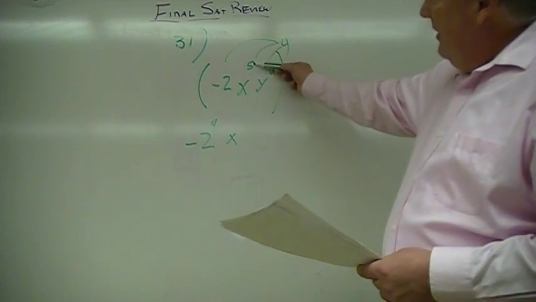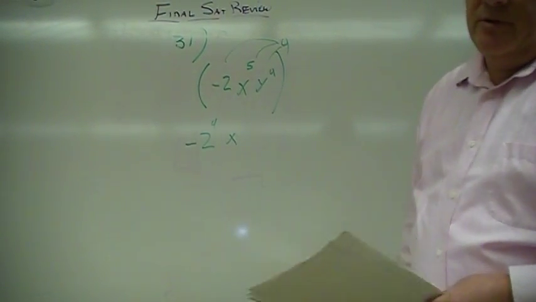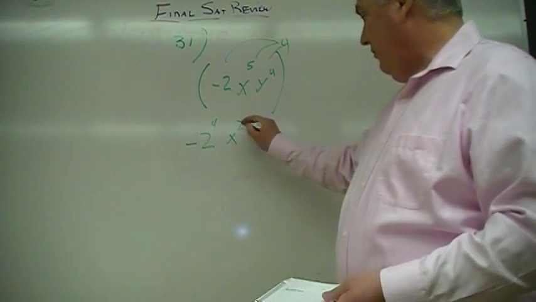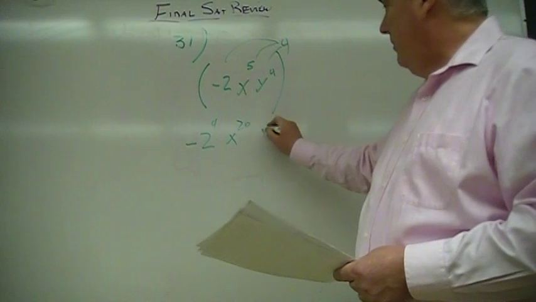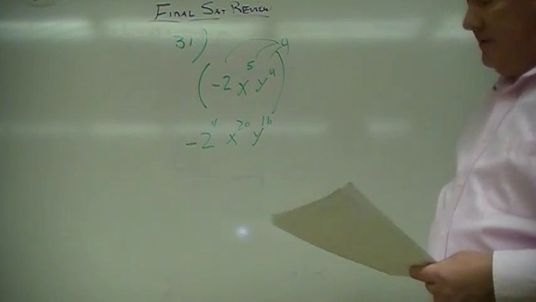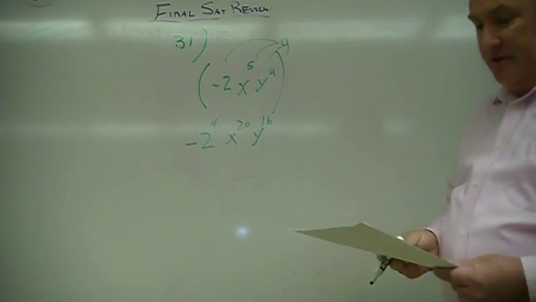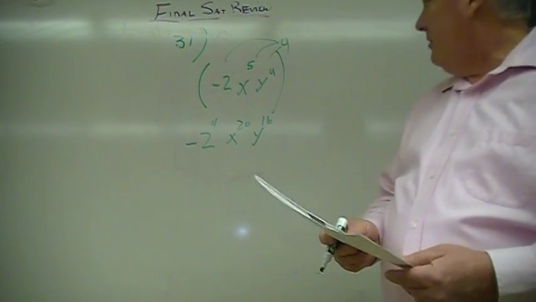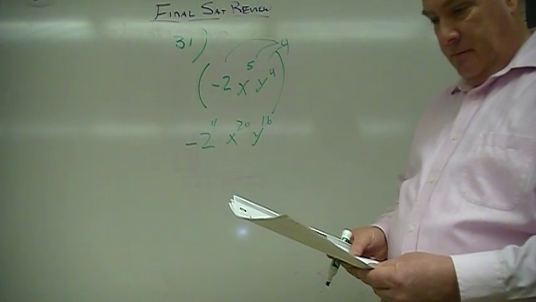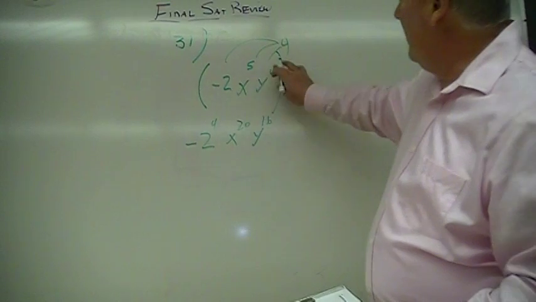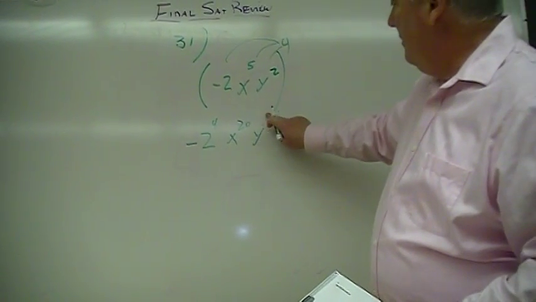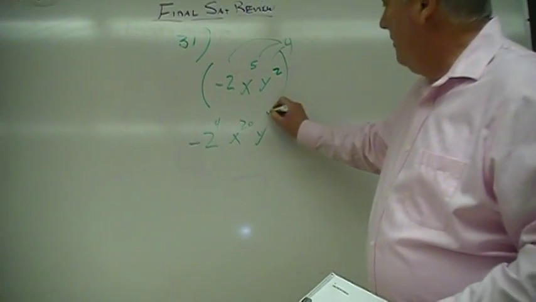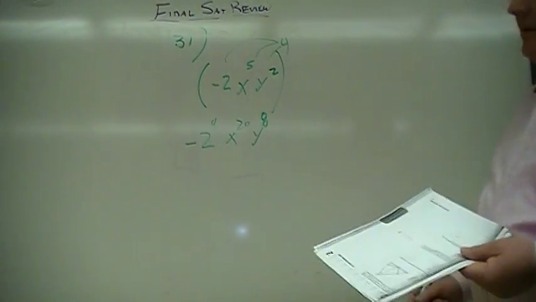And what we do when we have powers to powers is that we multiply the exponent. So x to the 20th, y, 4 times 4 is 16. So we have x to the 20th times y to the 16th. Look at your answers. Oh, this is y to the 2nd. I apologize. Y to the 2nd raised to the 4th power. So 2 times 4 is 8. My fault on that. I apologize.